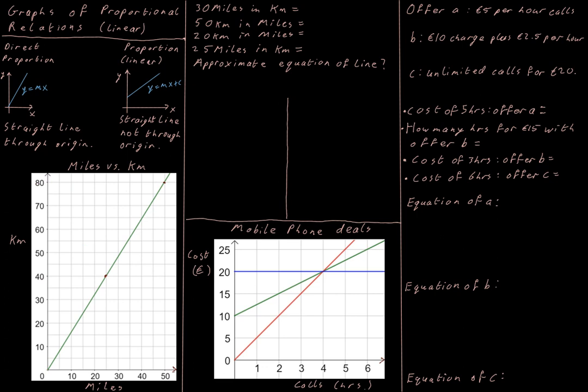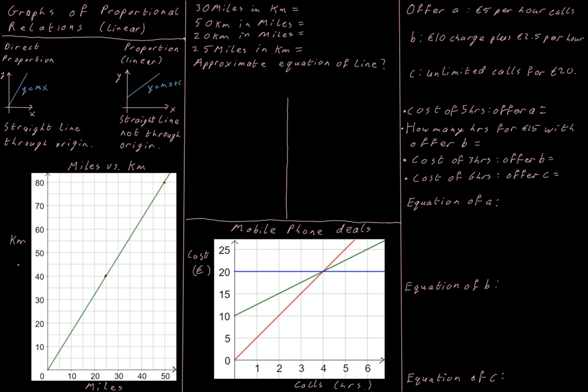When I doubled my miles, I doubled my kilometers. Well, where is that true? That's true for direct proportion. So I can see that this green line is a straight line that goes through the origin, and I can see that if I double one of my variables, miles, I double my output variable, kilometers. So I can see that miles to kilometers is directly proportional.